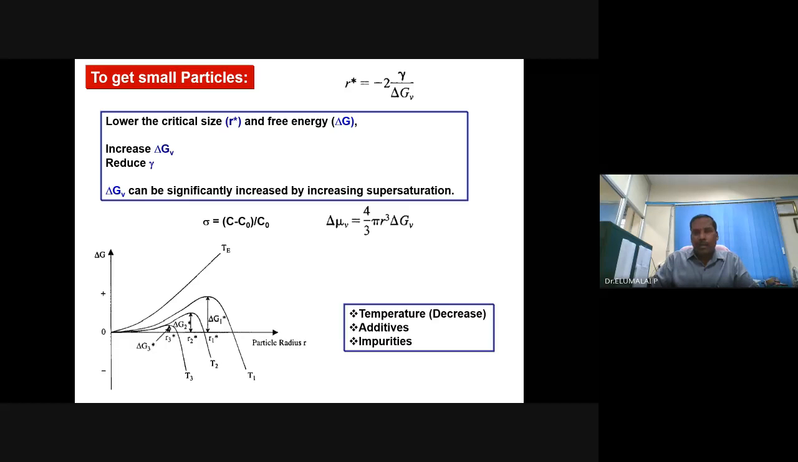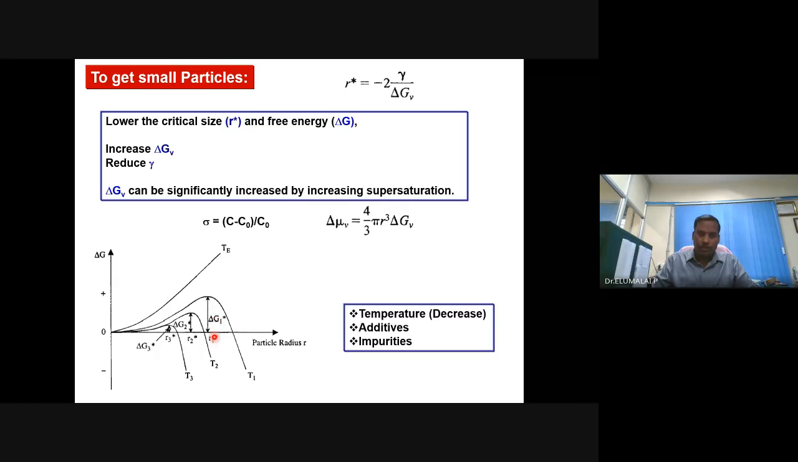In order to increase the supersaturation, you will manipulate these parameters practically. It may be temperature, you will add some additives, you will play with the duration or time, etc. in such a way that you manipulate delta GB or you manipulate gamma.